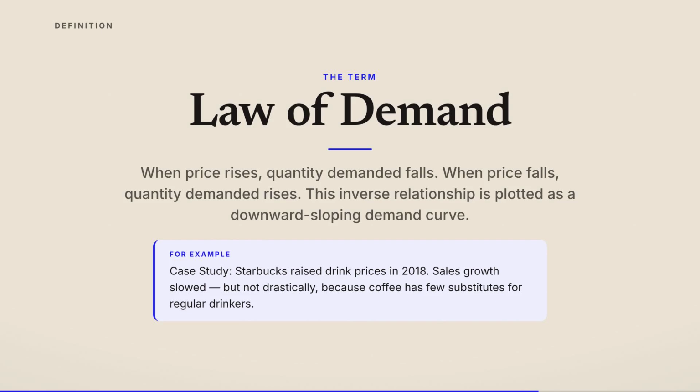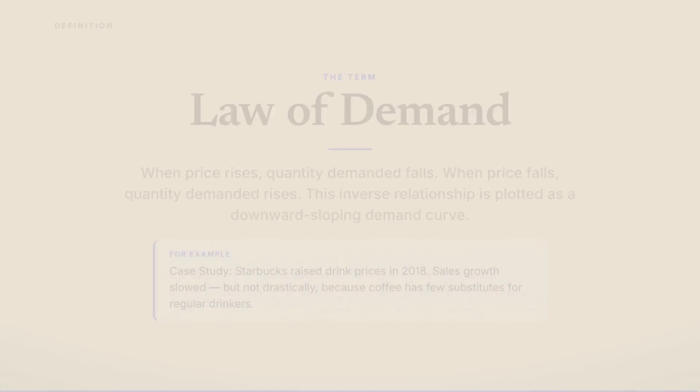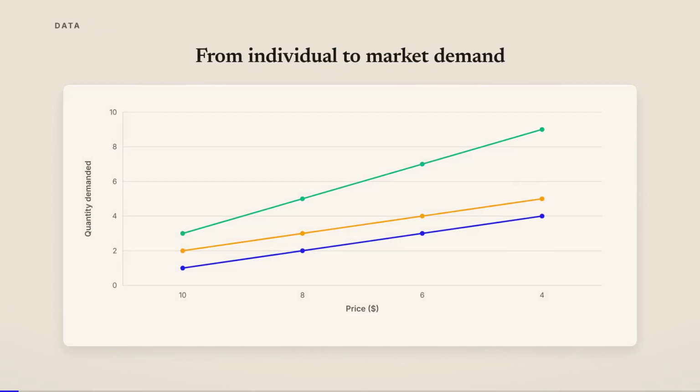A demand schedule simply lists how many units consumers want at different prices. Plot those points on a graph, and you get a downward sloping demand curve. Higher price, lower quantity. Lower price, higher quantity. That curve is the visual representation of the law of demand. Individual demand is just the starting point. In a real market, you have thousands or millions of buyers, each with their own preferences and budget. The market demand curve is the sum of all those individual demand curves.